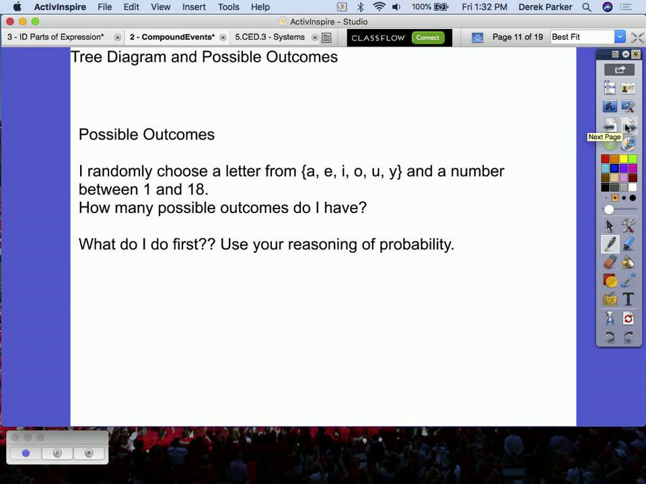Now, possible outcomes. I talked about this a second ago with the spinner. I randomly choose a letter from A, E, I, O, U, and Y. So 1, 2, 3, 4, 5, 6. I'm going to write a 6 above here. That tells me how many letters there are. And a number between 1 and 18. So there's 18 numbers here and 6 letters here. How many possible outcomes do I have?